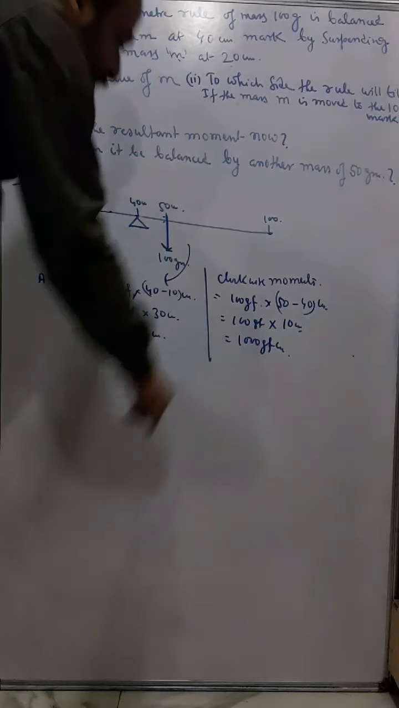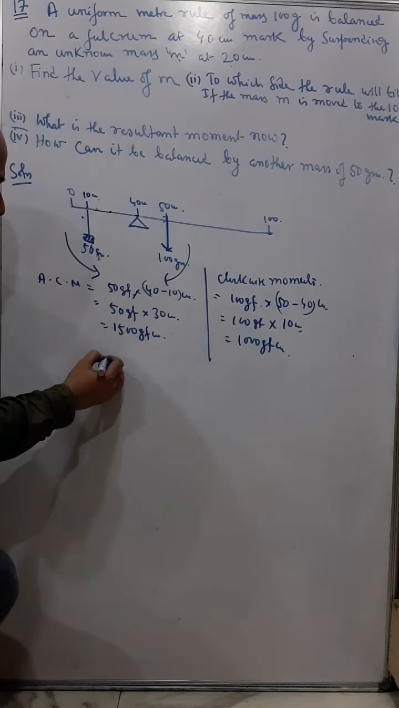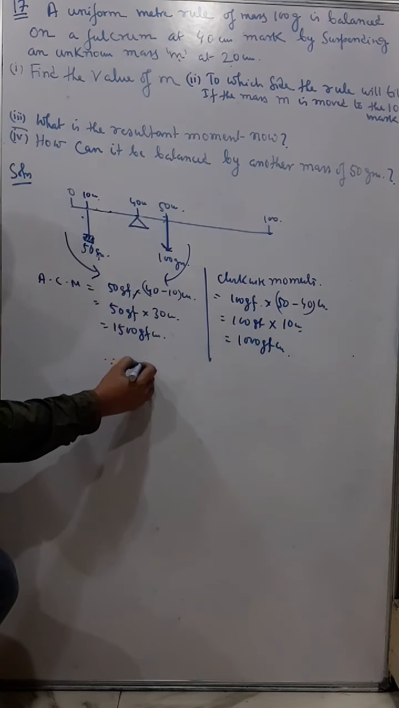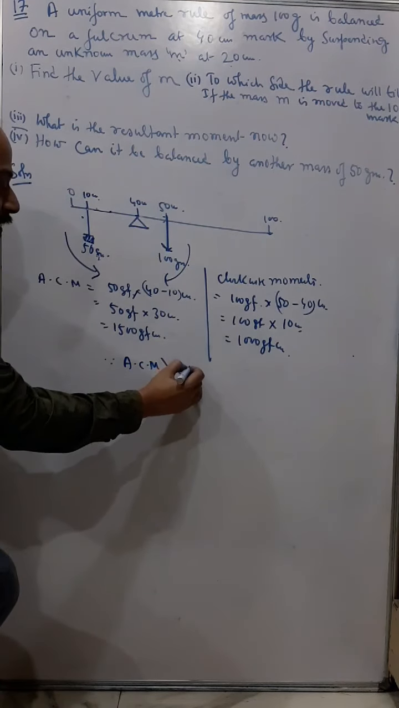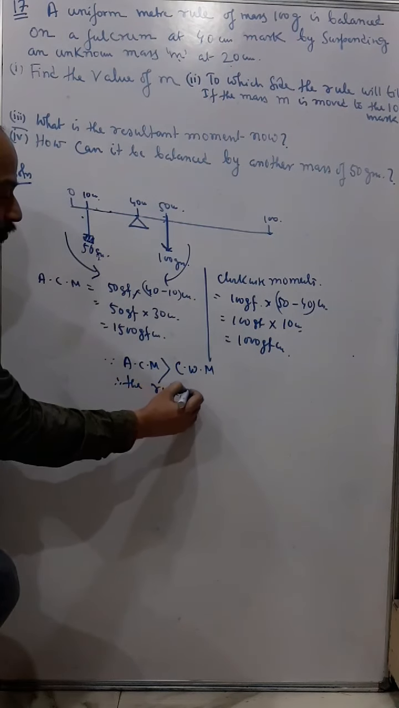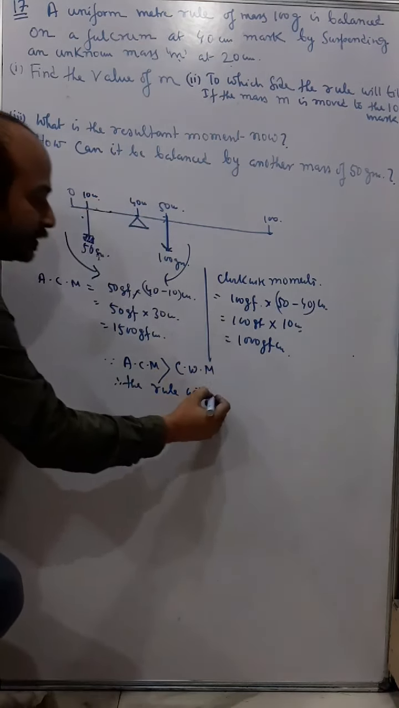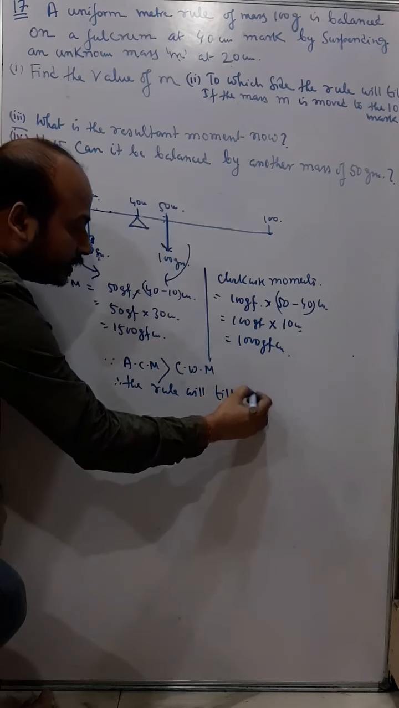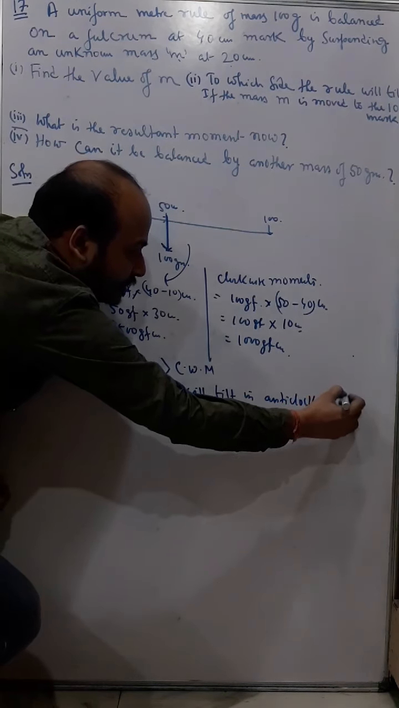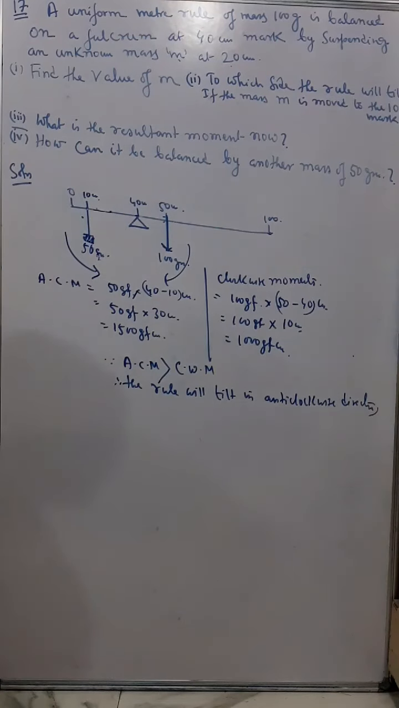And now you can easily understand that since the anti-clockwise moment is greater than the clockwise moment, therefore the meter rule will tilt. So naturally this is more, so it will tilt in the anti-clockwise direction. Okay.